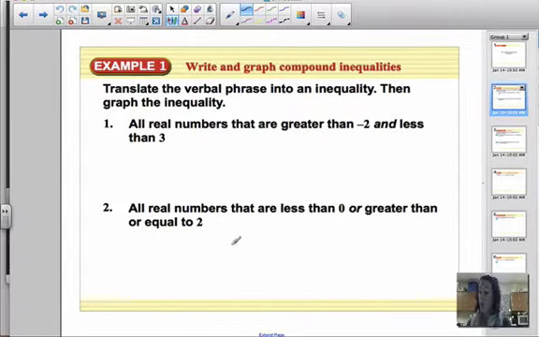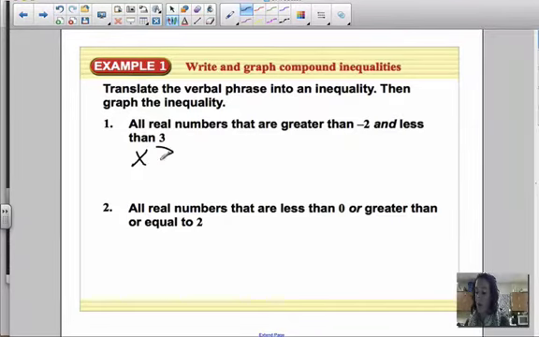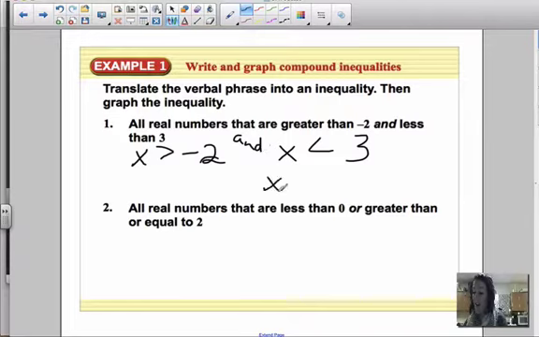So number one, all real numbers that are greater than negative 2. However, they are also less than 3. I can turn this into a compound statement by saying that x is in between negative 2 and positive 3. Now, if you notice, my signs are both going the same direction. That is important. You need to have your signs going the same direction. So the statement is the same.